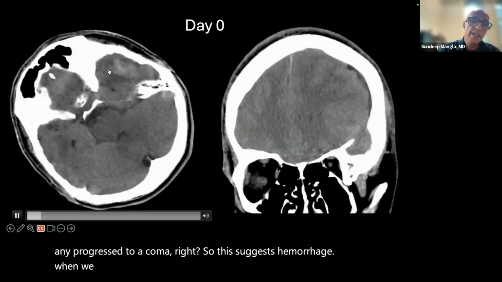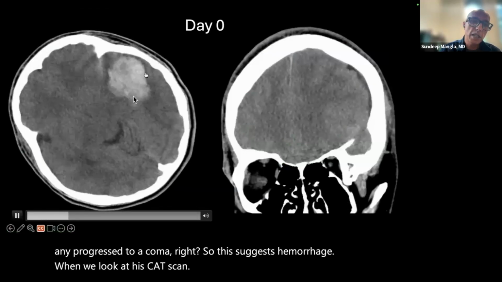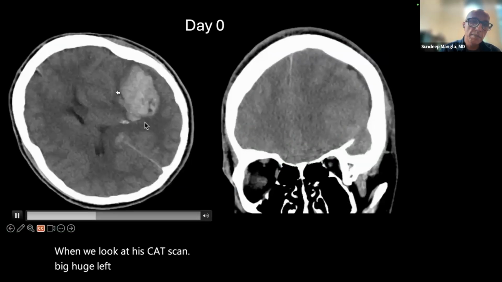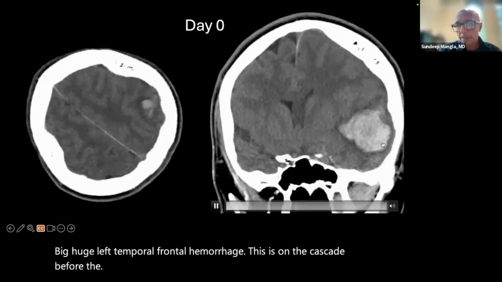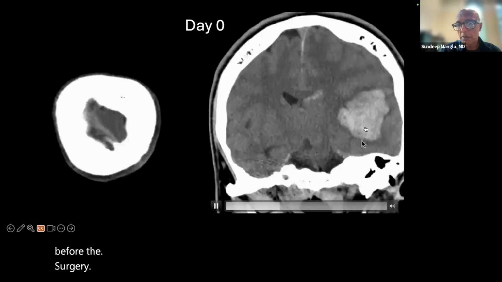When we look at his CAT scan, big, huge left temporal frontal hemorrhage. This is on the CAT scan before the surgery. Big hemorrhage, left temporal and frontal.